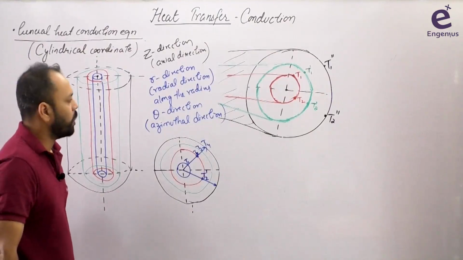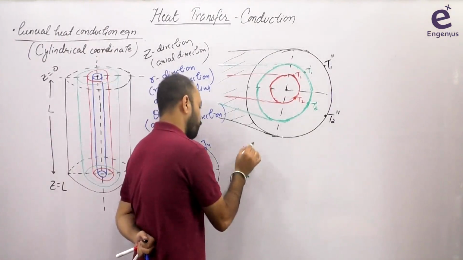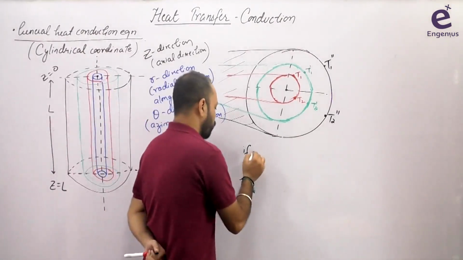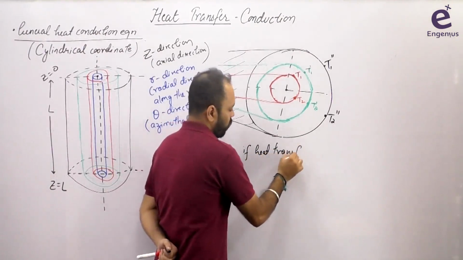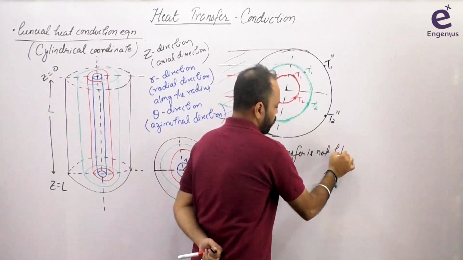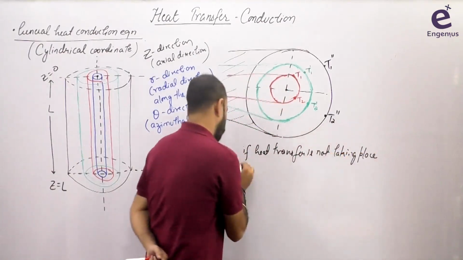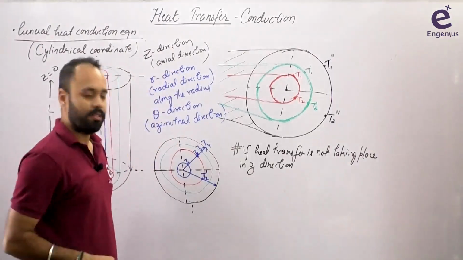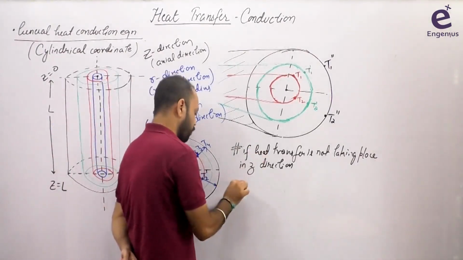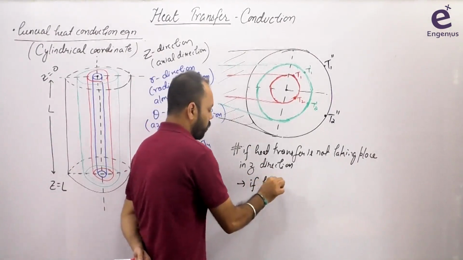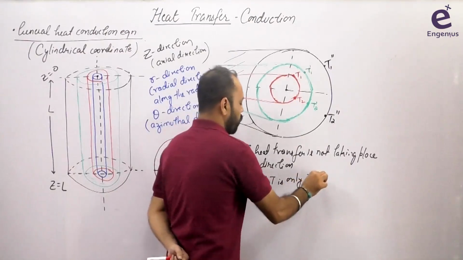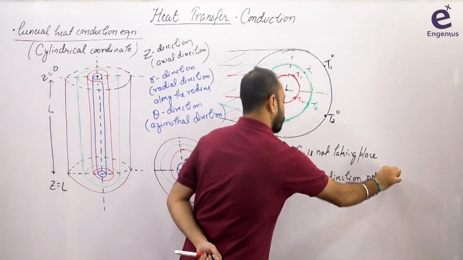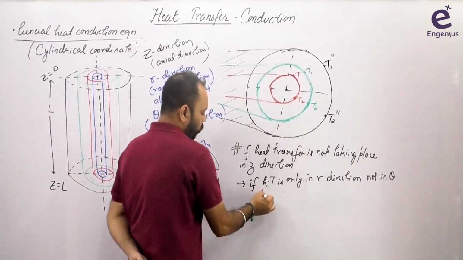Suppose heat transfer in the axial direction. Everyone understood what axial is, but we don't talk about axial here. If heat transfer is not taking place in z direction, that is fixed. Heat transfer is not taking place in z direction, right? Next case: if heat transfer is only in r direction, not in theta direction. No heat transfer is taking place in the theta or azimuthal direction.